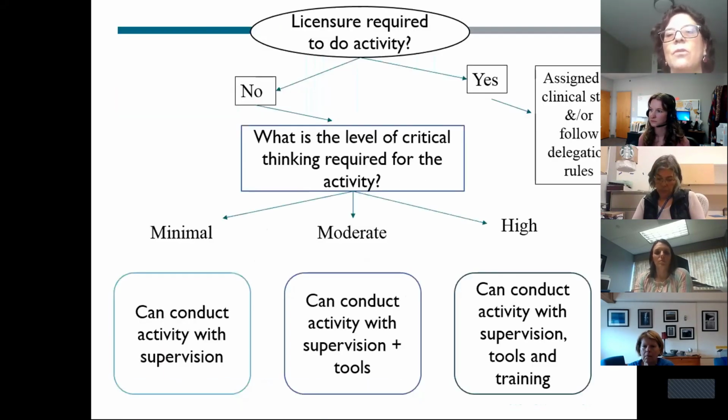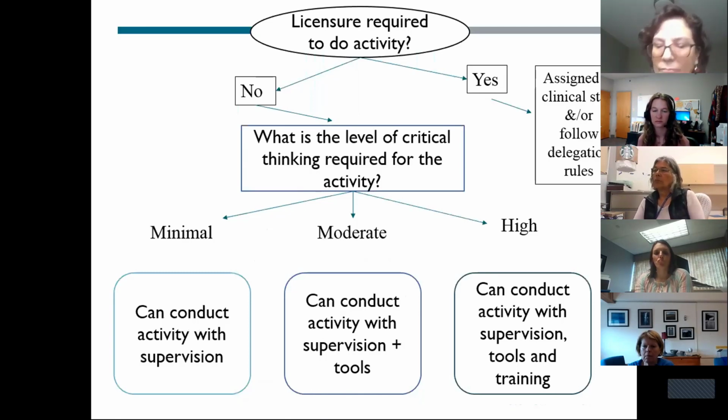So I tend to think about, does the activity that you're considering for a community health worker require licensure? And if it does, then you follow the delegation rules. If it doesn't, then I think through what is the critical thinking required for the activity. And I'll walk you through this.